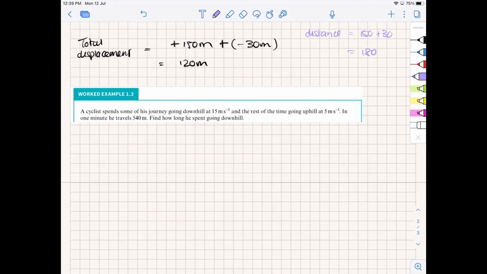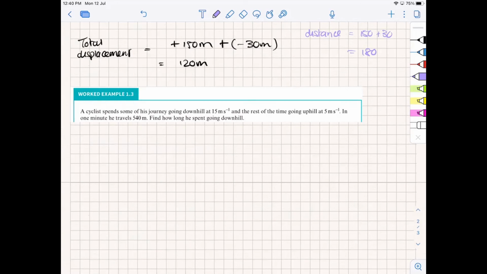Right, a cyclist spends some time of her journey going downhill at 15 meters per second and the rest of the time going uphill at 5 meters per second. In 1 minute, he travels 540 meters. How long will he have spent going downhill?